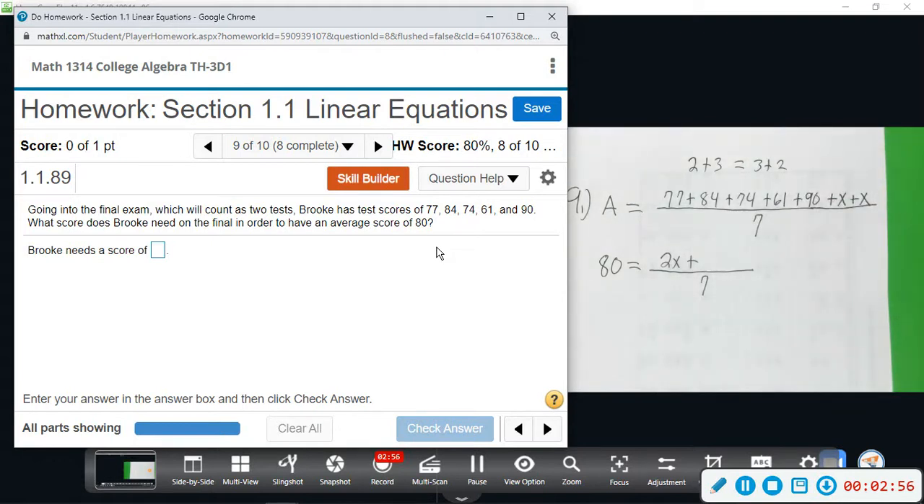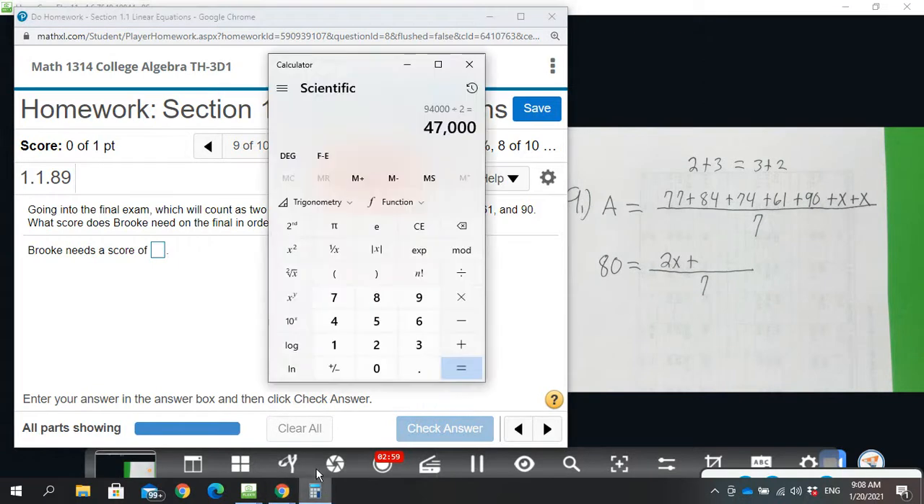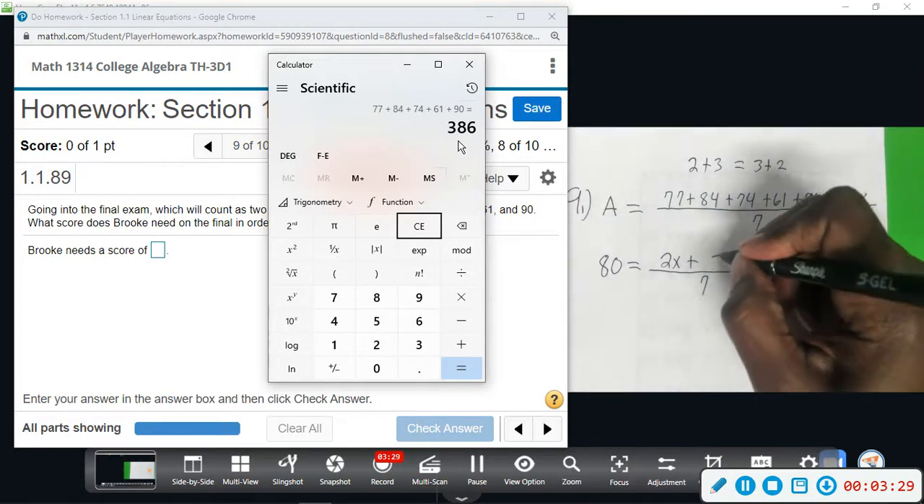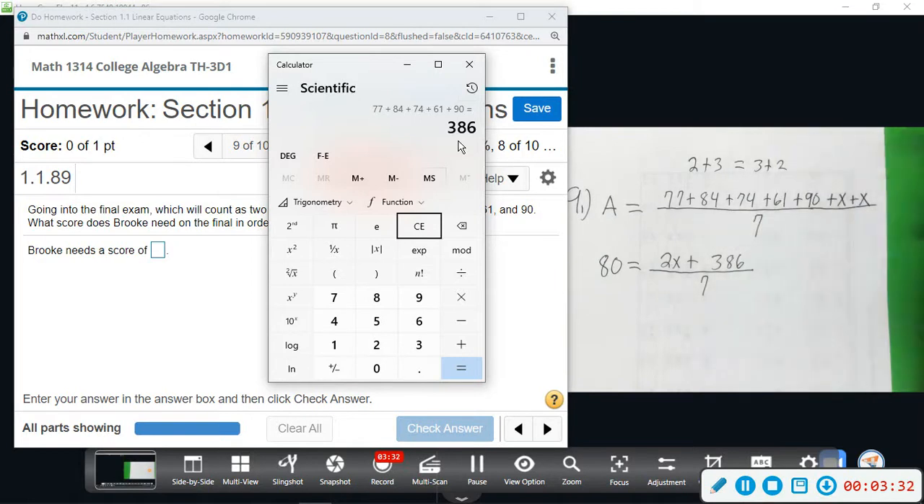Okay, so where's that basic calculator? I'm going to clear out what's in here. And then we're going to do 77 plus 84 plus 74 plus 61 plus 90. I like the fact that this shows me what I've typed in, and you can verify that you haven't made any mistakes. That's the easiest way to mess up, typing in the data incorrectly. So we get 386 when we add up all of those. So again, we have an unknown x and we need to solve for it.